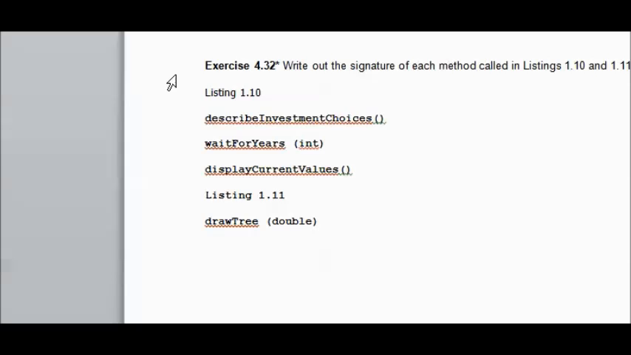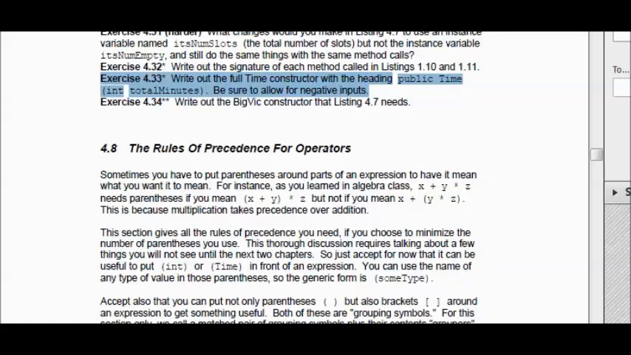Your exercise 432, you're listing your signature for the method in listing 110, and your signature for the method in listing 111. Exercise 433 is to write out the full time constructor for the heading public time int total minutes. Be sure to allow for negative inputs.